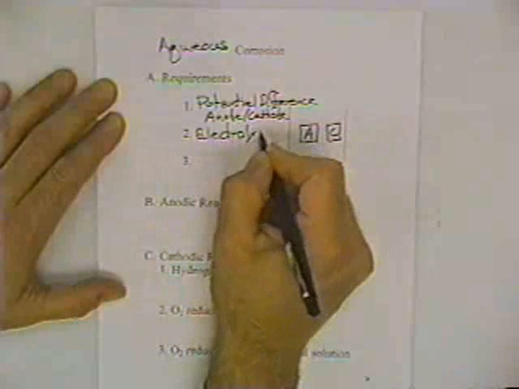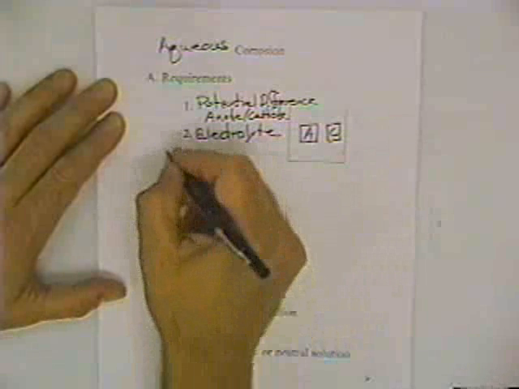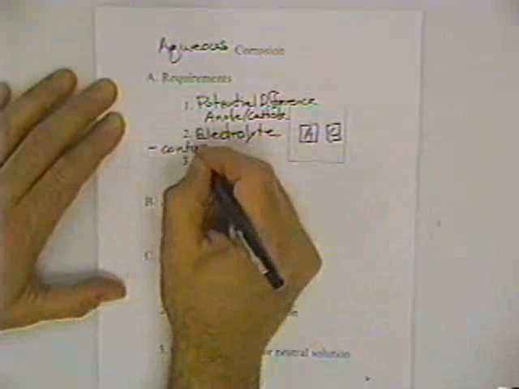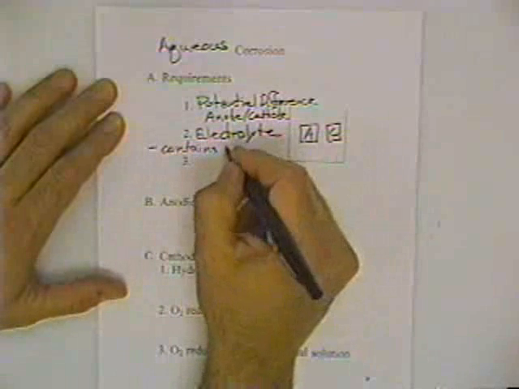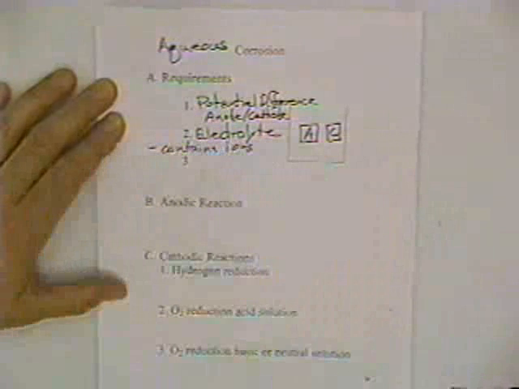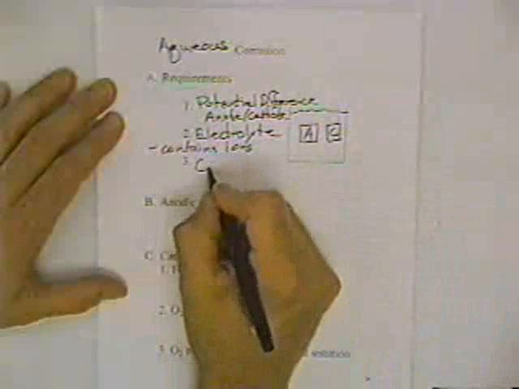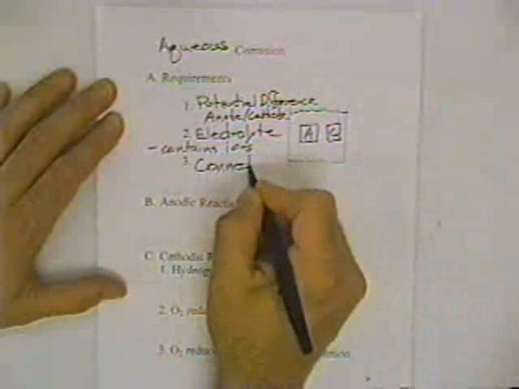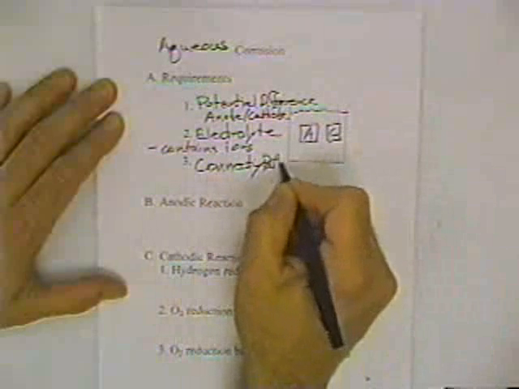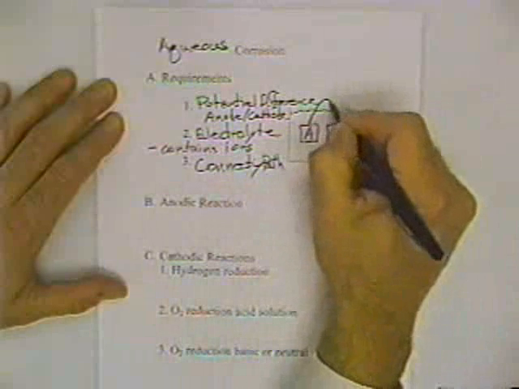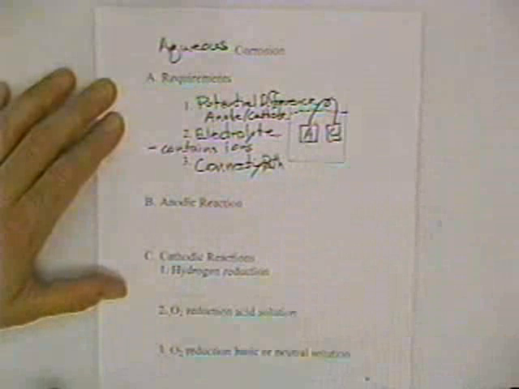The second thing that you need is an electrolyte. And an electrolyte is a solution that contains ions. For example, seawater is a marvelous electrolyte. Engine oil, at least fresh engine oil, is not an electrolyte. There are not supposed to be ions there. My car, it's another situation. So we have an electrolyte in there, and then the third thing that we need is a connecting path between the anode and the cathode.